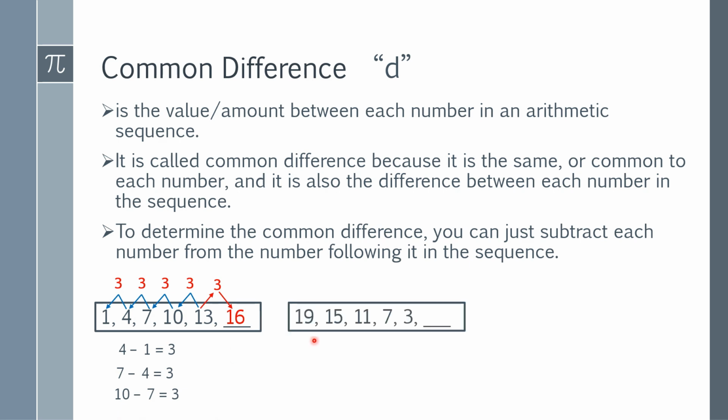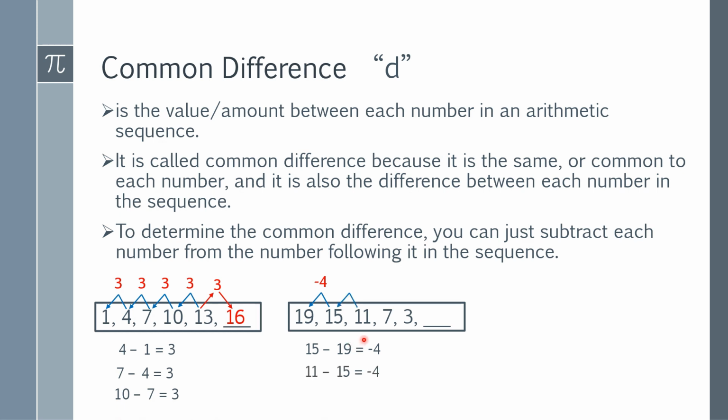Now let's have this example. 19, 15, 11, 7, 3. Let us get the common difference. Let's start with 15 minus 19. And that is negative 4. So negative 4 is our difference.